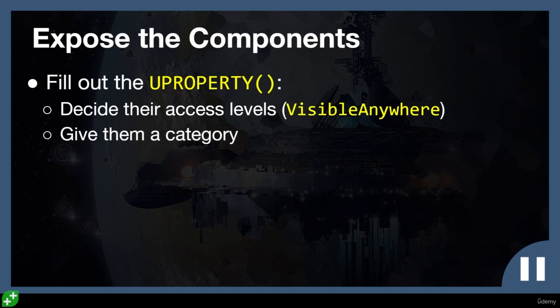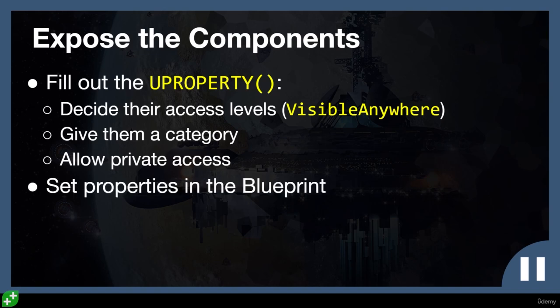Give them a category. This will allow us to keep our variables organized. Now, if you're going to give them BlueprintReadWrite or BlueprintReadOnly, you'll need to allow private access with that meta specifier because these are private variables. Now, once you've exposed the components to Blueprints, then you can set some properties in the default Blueprint.